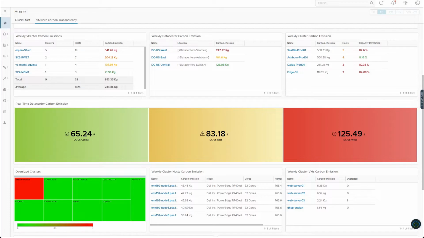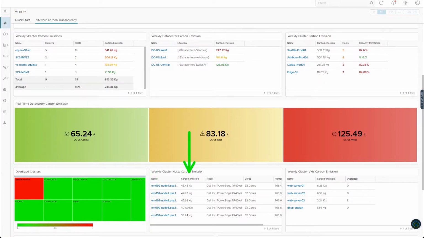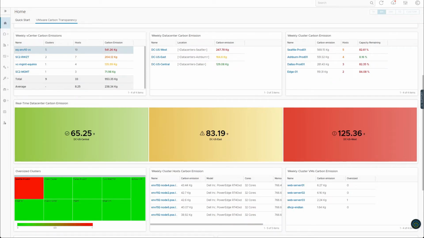IT teams often create unnecessarily large clusters, and identifying oversized clusters will allow us to remove physical nodes to reduce carbon emissions while maintaining HA best practices for the cluster. We can see the carbon emissions for those physical nodes, as well as identify oversized VMs in the cluster to be right-sized. Right-sizing these VMs may also allow us to remove additional physical nodes from the cluster.